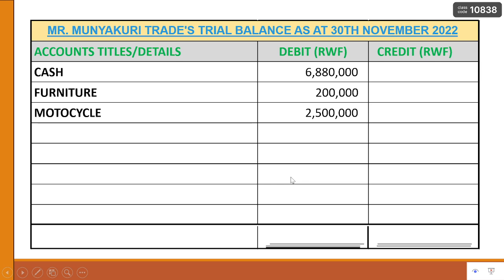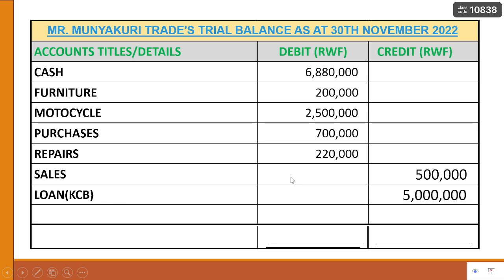The motorcycle under debit 2,500,000. Then purchases 700,000. Repairs 220. Sales, this is a revenue, 500,000. Loan KCB 5 million. The capital of 5 million. And we compute the total, and the total gives us 10,500,000.